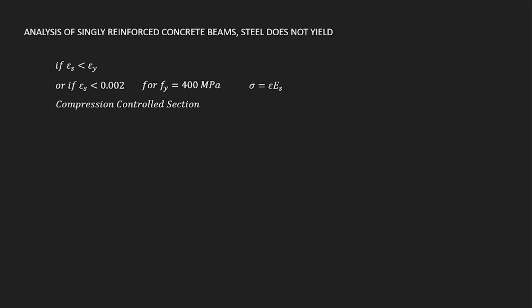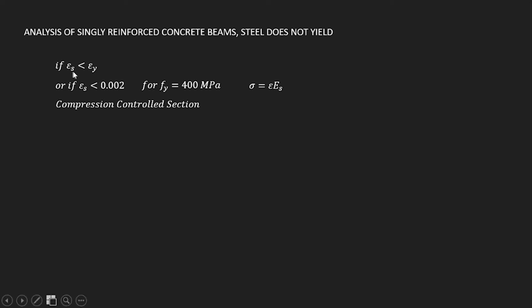So before tayo mag-analyze ng doubly reinforced concrete beams, balikan ko muna guys yung analysis of singly reinforced concrete beams, and this time yung condition if our steel does not yield. Kasi sa mga unang example problems natin sa channel ko, yung assumption natin doon is lahat naka-yield. Pero this time, paano nga ba if our steel does not yield?